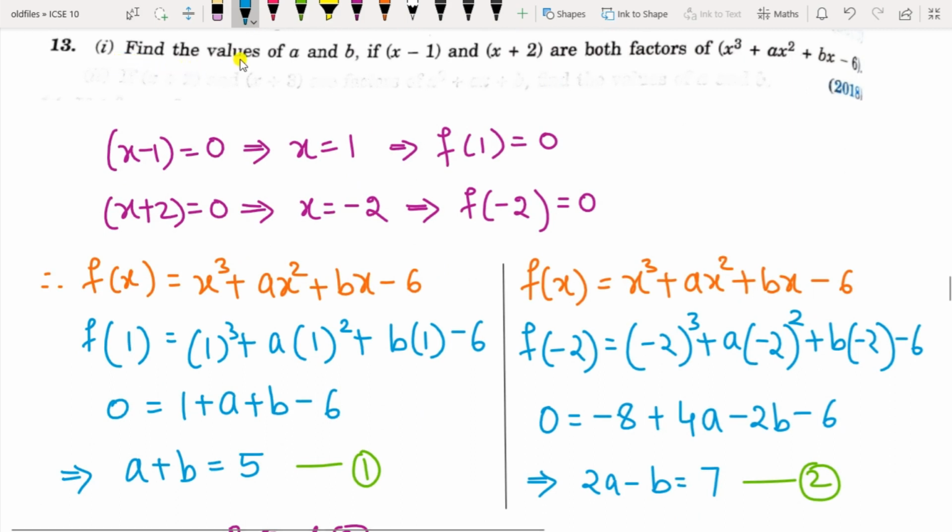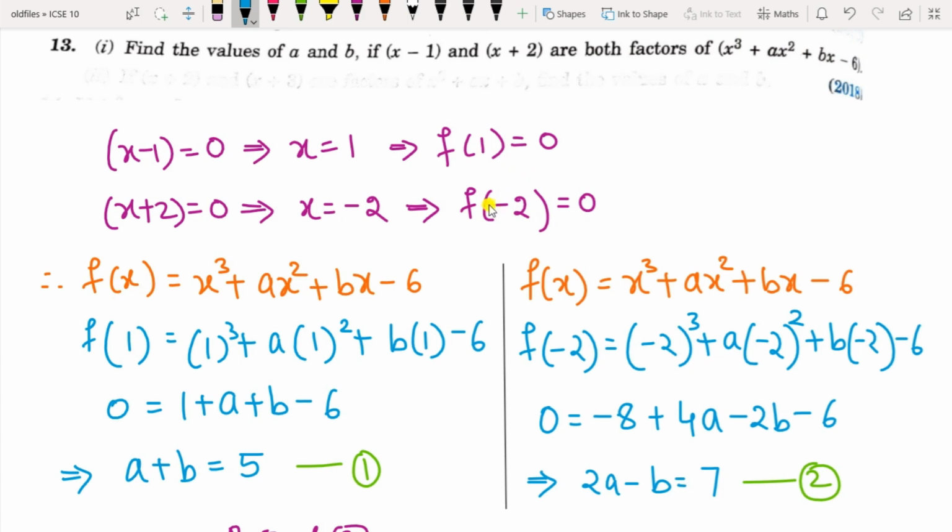Question 13. Find the values of a and b if x minus 1 and x plus 2 are both factors of the given polynomial. This was asked in 2018. So x minus 1 is a factor and x plus 2 is also a factor. So f of 1 is equal to 0 and f of minus 2 is also equal to 0. Substitute x equal to 1 in this case, and you get an equation a plus b equal to 5. That is equation number 1.